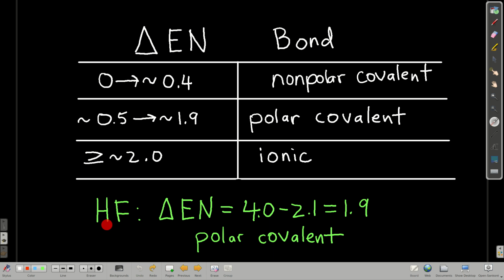So if we look at hydrogen fluoride, the difference in electronegativity is fluorine's 4.0 minus hydrogen's 2.1, which is 1.9, and we would call this a polar covalent bond, although a very, very polar covalent bond.